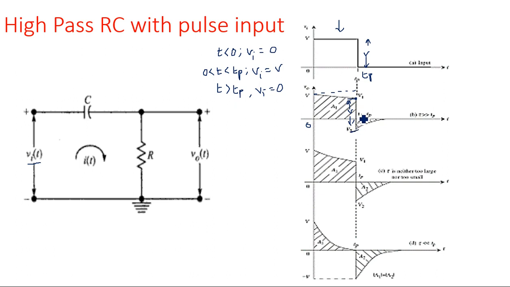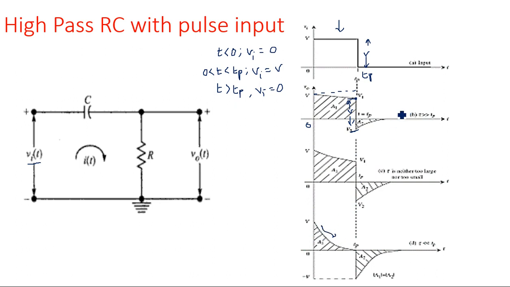Now here there are three different conditions we can come across. One is slow charging, another is moderate charging, and another is very fast charging. Here charging means the capacitor charges but the output decreases. Okay, the capacitor charges but the output decreases. That is the meaning of this.